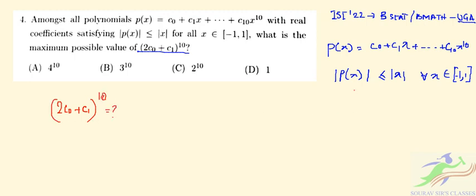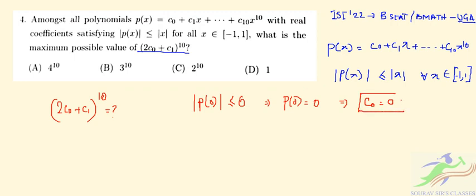Since we have |p(x)| less than or equal to |x|, at x equal to 0, the mod of p(0) will always be less than or equal to 0. Since the mod function cannot be negative, p(0) is equal to 0. So p(0) is nothing but this c0. From here we can write that c0, the coefficient at 0, is equal to 0. So putting c0 over here, we are now left with c1 to the power 10. If we find the value of c1, we can find the value of this particular expression.